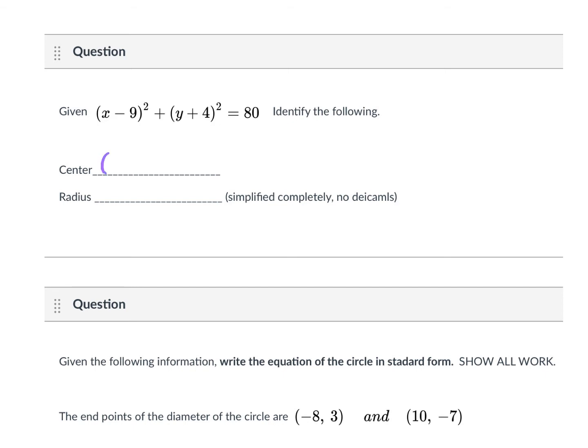What's our center? 9, -4. 9, -4, awesome. And then what's our radius? 80. So 80 is our radius squared. So we have to take the square root of both sides. And we can simplify the square root of 80. What are two factors of 80?